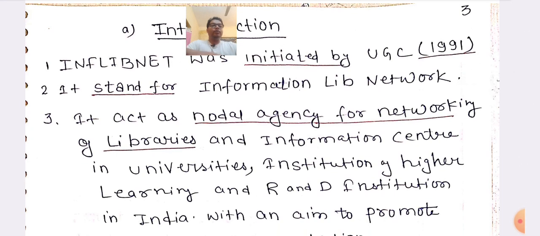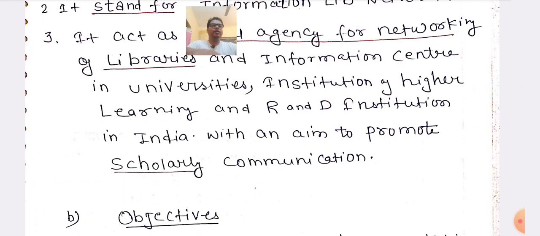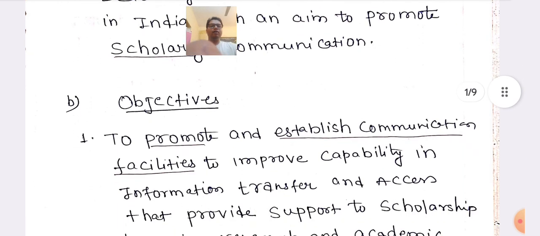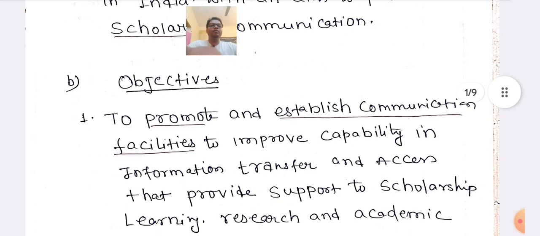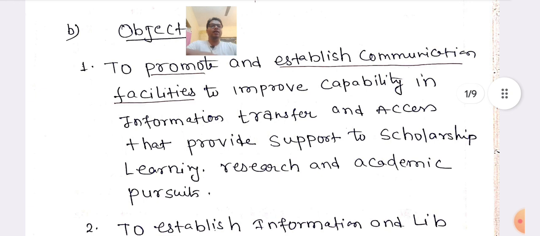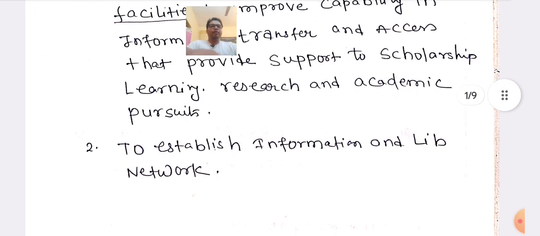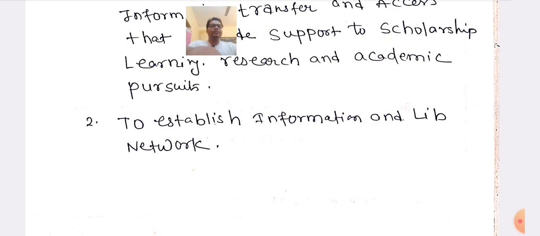INFLIBNET acts as a nodal agency for networking of library and information centers in universities, institutions of higher learning and R&D institutions in India with an aim to promote scholarly communication. Now we move to the objectives of INFLIBNET. The main objective of INFLIBNET is to promote and establish communication facilities to improve capacity in information transfer and access that provide support to scholarship, learning, research and academic pursuit. Second objective, to establish an information and library network.